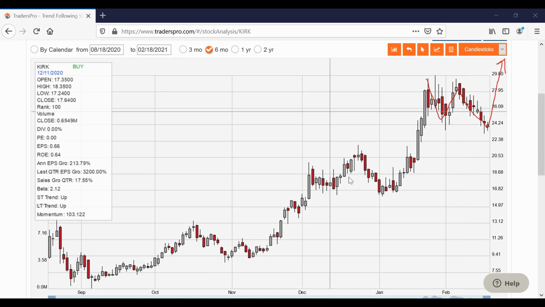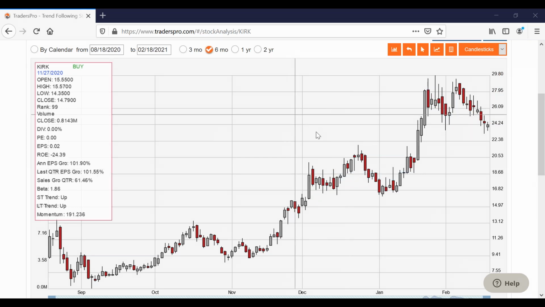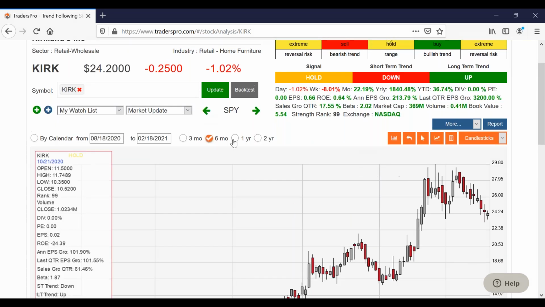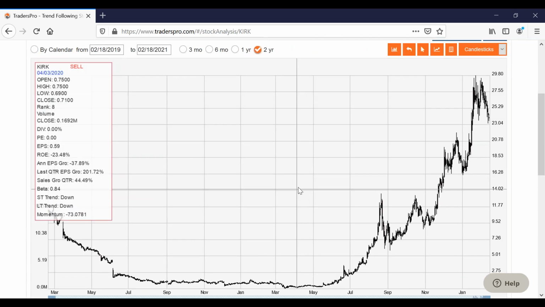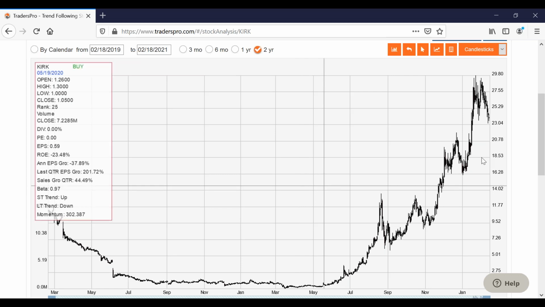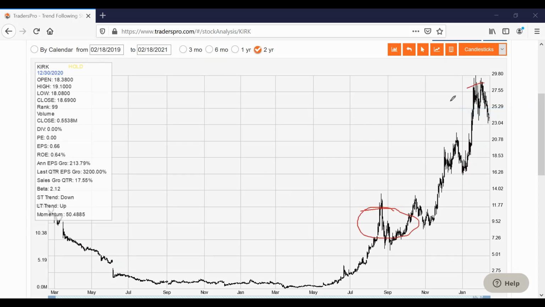Okay. Let's back out and see if we have some different perspective. You can go to a 1-year or 2-year chart. I'm going to go right to a 2-year chart. Now, if I were to say what are the two biggest corrections I see, I would say this one right here and this one right here.